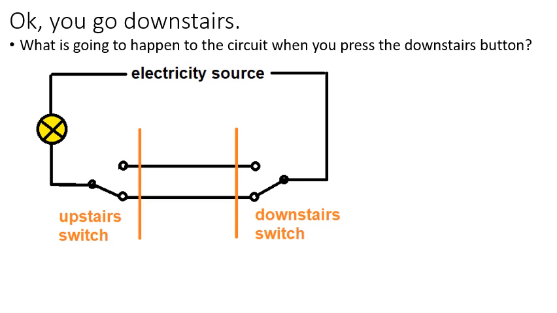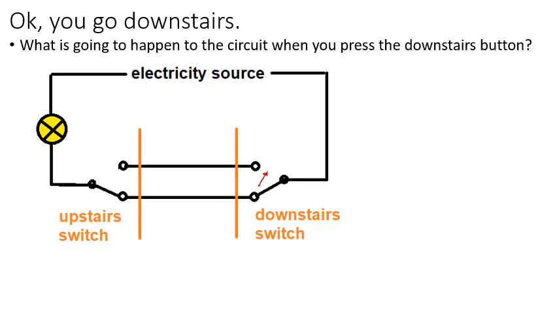Okay, so you go downstairs. What is going to happen to the circuit when you press the downstairs button? So what we're going to do is change the direction here, like so. Okay, so what do you think is going to happen?